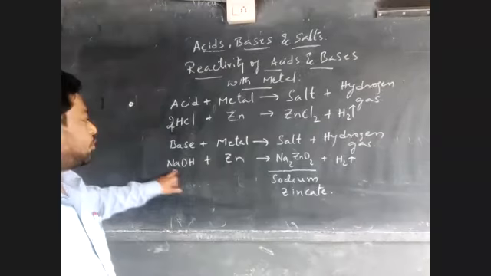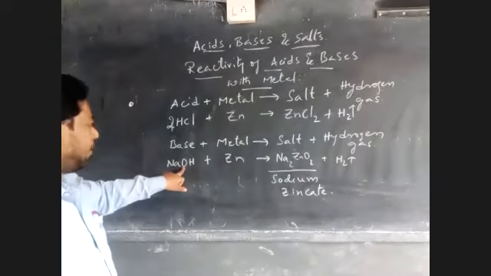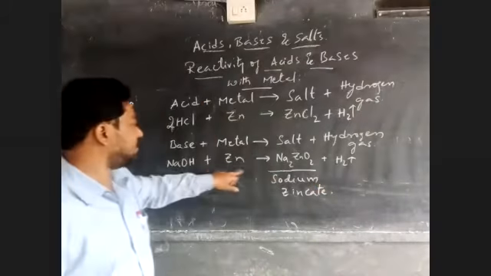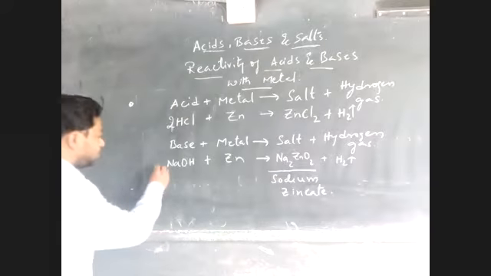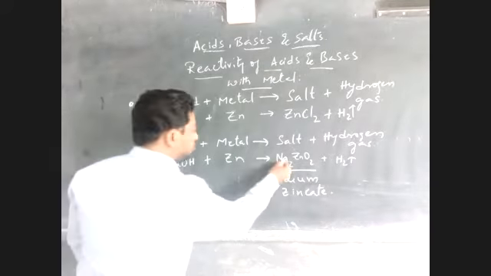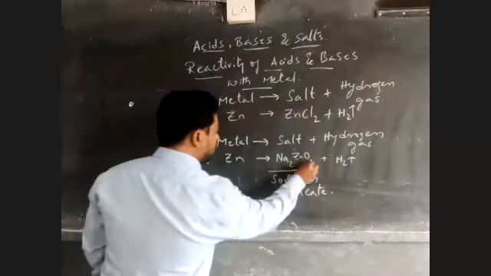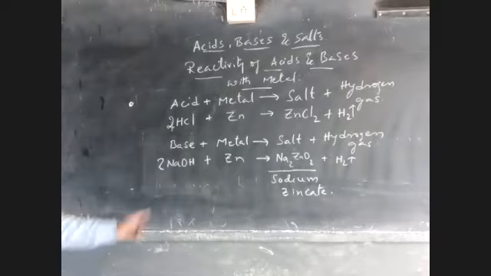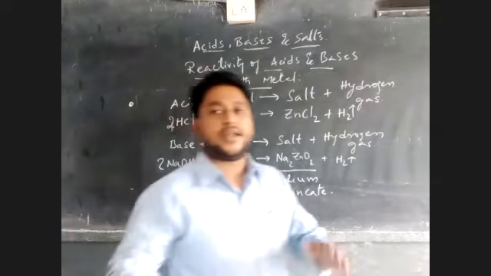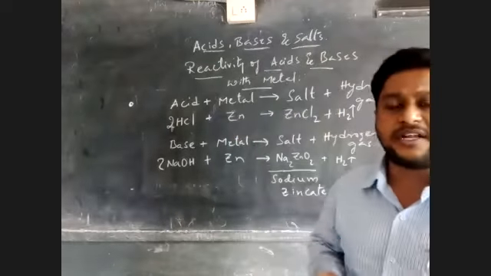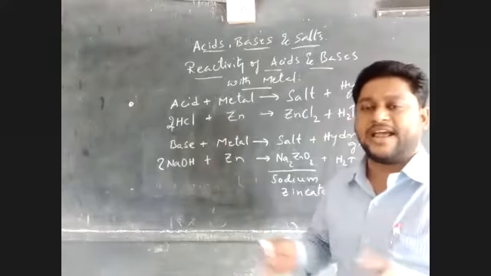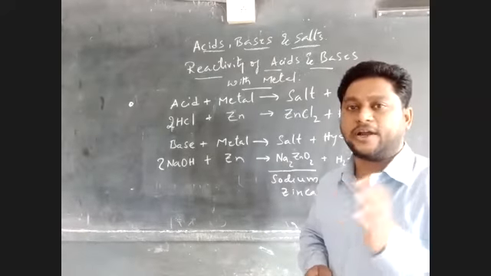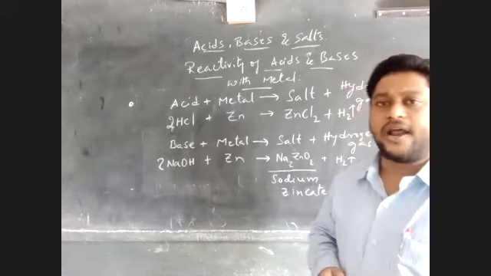No. One sodium, two sodiums. One oxygen, two oxygens. One hydrogen, two hydrogens. One zinc, one zinc. So I write 2 here. Two sodiums, two sodiums. Two oxygens, two oxygens. Two hydrogens, two hydrogens. Right? So this is sodium zincate. When an acid reacts with a metal, or when a base reacts with a metal, the products we get are salt and hydrogen gas.